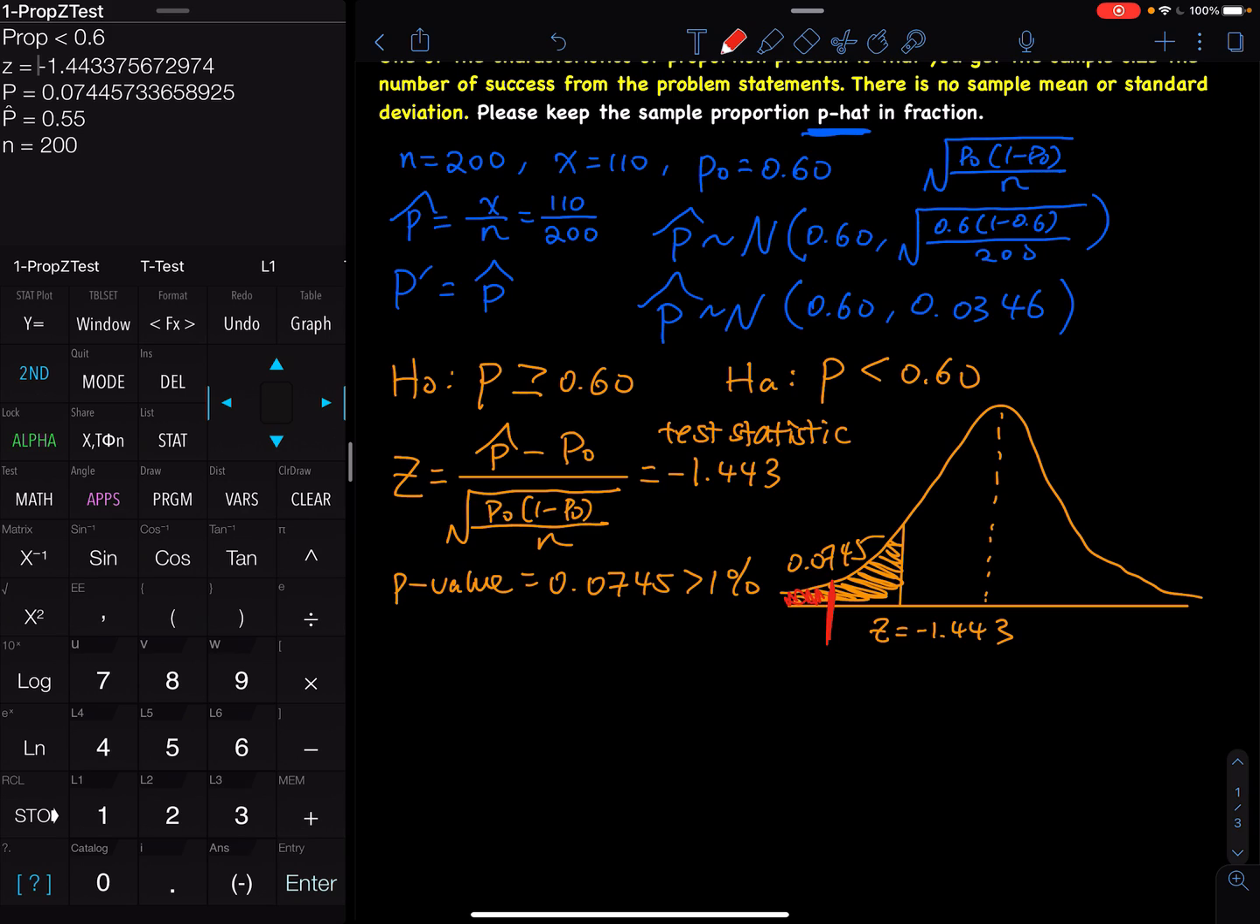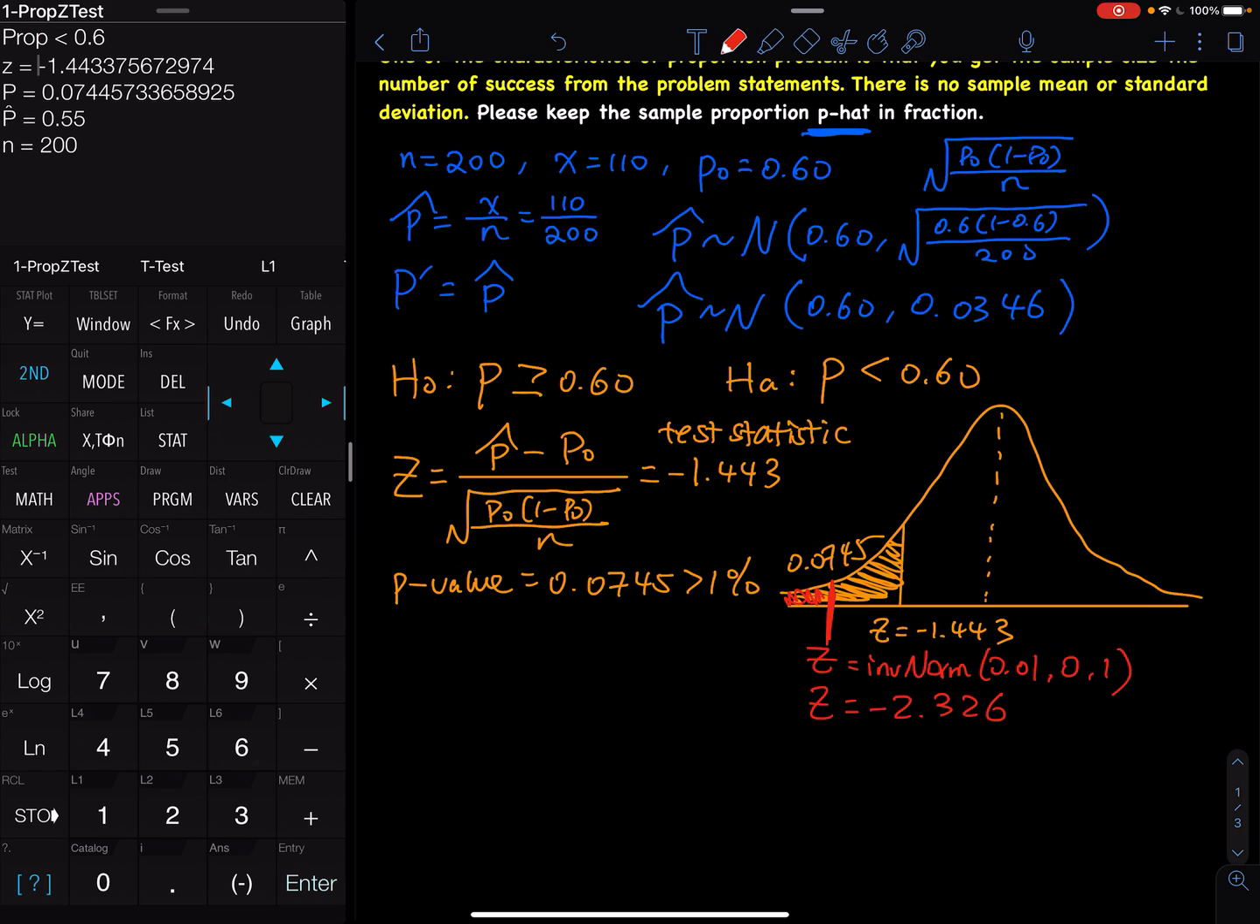If you have to use z to make a conclusion, what is the red z equal to? The red z is equal to inverse norm. And then you have 1% on the left, and then mean is 0, standard deviation is 1. So you go to second vars, and then you use inverse norm. The area you input 0.01, and then mu is equals to 0, standard deviation is equals to 1, and this is equals to negative 2.326.